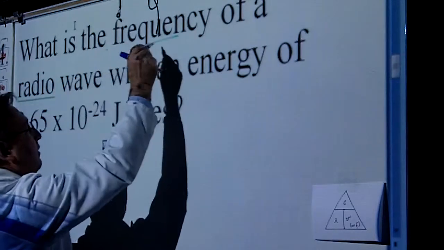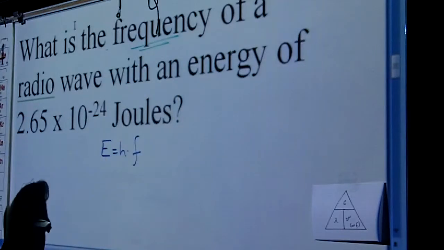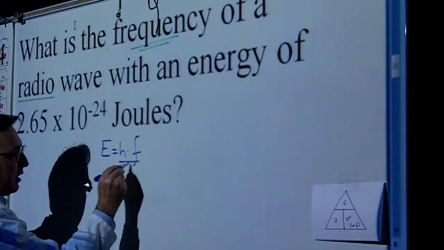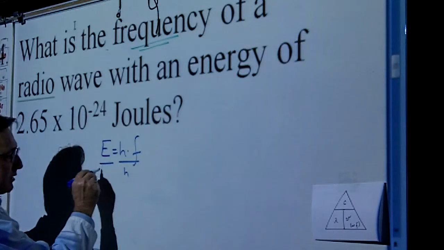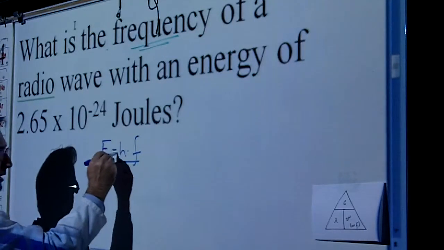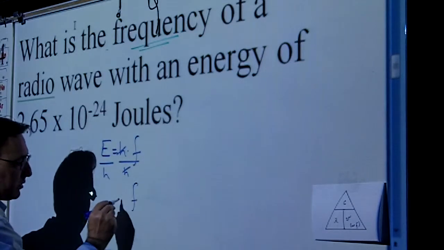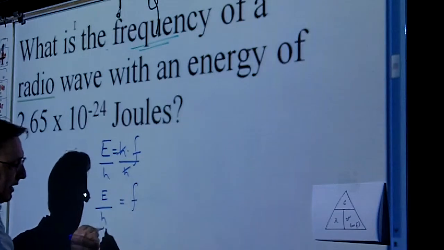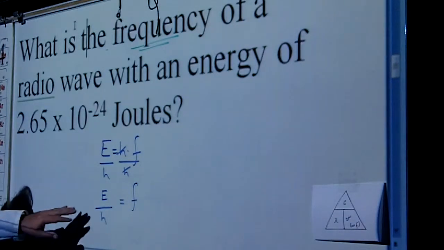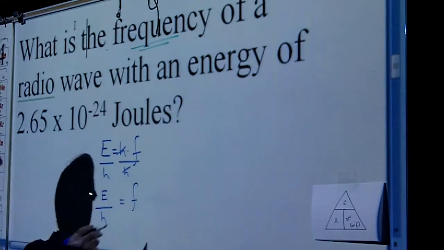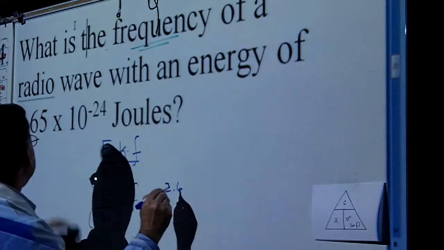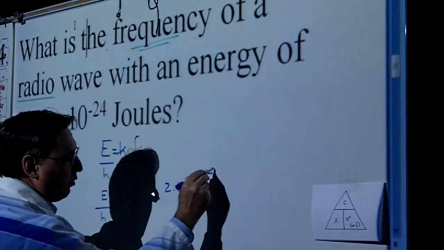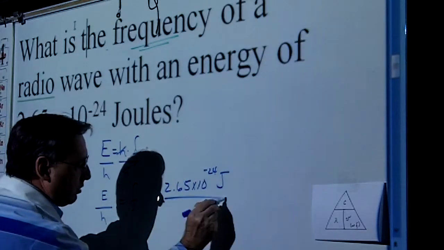I'm looking for frequency. So I'll underline frequency to remind myself that that's what I'm looking for. I'll divide both sides by Planck's constant to get frequency. So Planck's constant divided by Planck's constant cancels away and leaves me with frequency. And I'm left with energy divided by Planck's constant is equal to frequency. So the energy they're telling me is 2.65 times 10 to the negative 24th, and of course that's in joules.